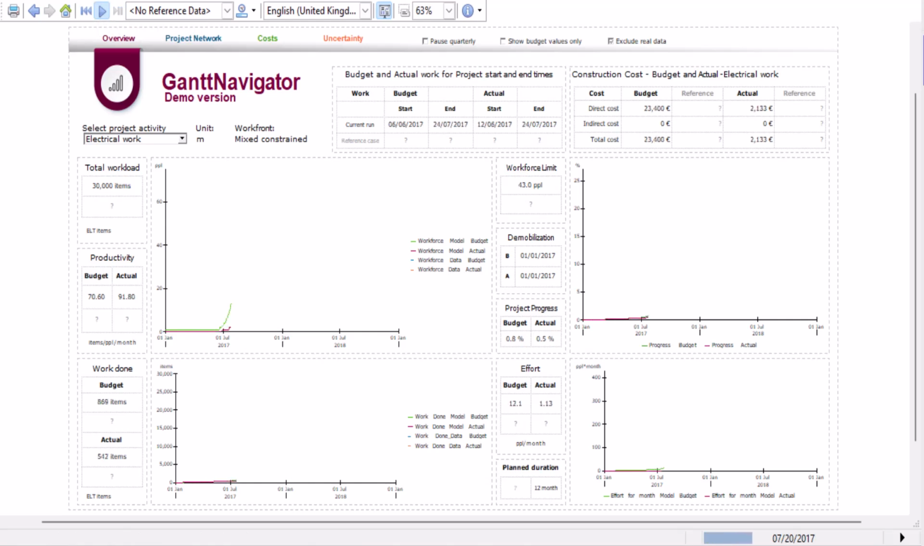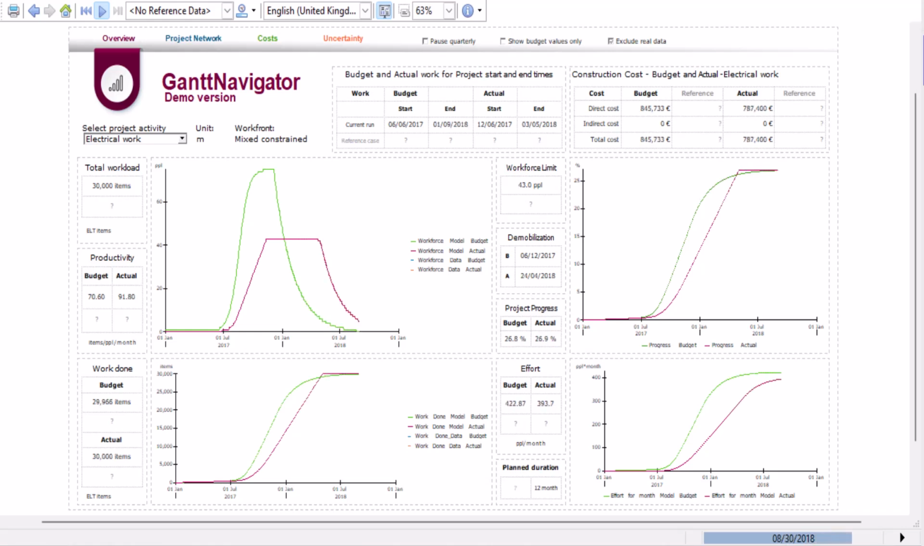The last work package of the power plant model refers to laying the electrical cables. In this case, the actual productivity is higher than the budgeted one, and in addition, we are assuming a limit in the incoming workforce flow and in the maximum amount of workforce.